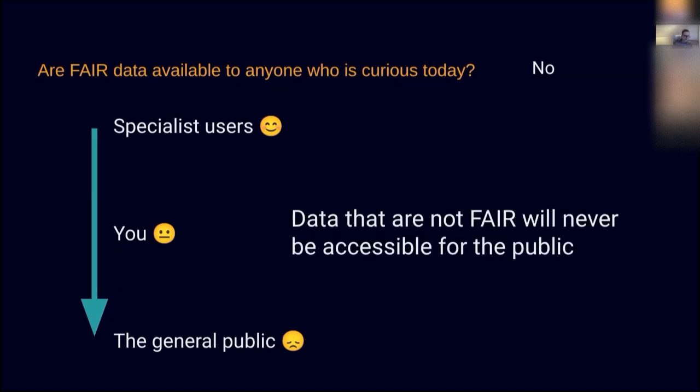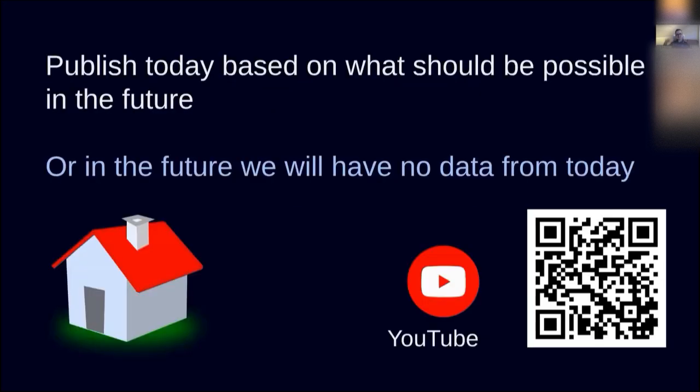And data that are not machine readable, that are not FAIR, will only ever be as accessible as they are at the time that you publish them. You could make a case that people might be able to understand your Excel file that you're publishing, but it will never get more understandable than that. So if you take one message from this, publish data today based on what should be possible in the future, or in the future we will have no data from today.